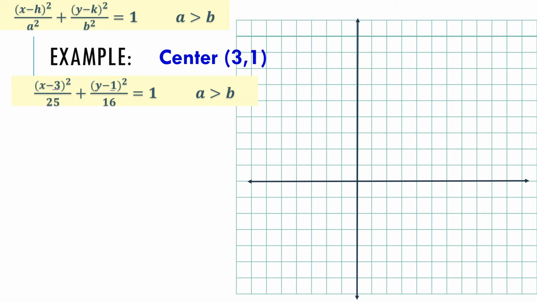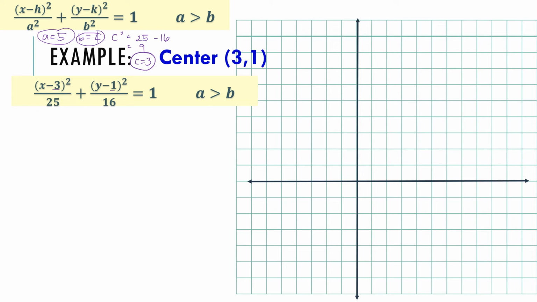Now, let us identify a. Where is a? In the larger denominator, which is with x. We have 25, our a squared, so our a is 5. Next, b, which is with y, is 4. Let's compute c. c squared is equal to a squared minus b squared. This is 9, so our c is equal to 3. These three are what we need to remember. Once you identify these three, the other properties are easy.